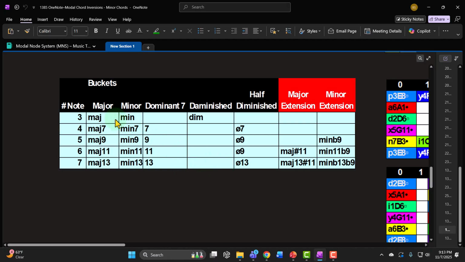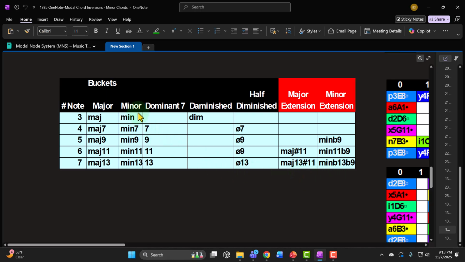So for example, in the major bucket, you would think we would have chords built off of the Ionian node, or the Ionian, Mixolydian, and the Lydian nodes. But not all of those 3 are in the major bucket. Some of them are going to deviate from that bucket off of the major nodal points when they have the extensions over here on the major extensions.